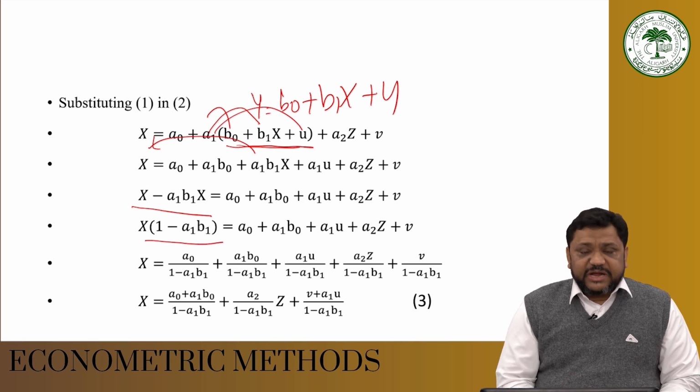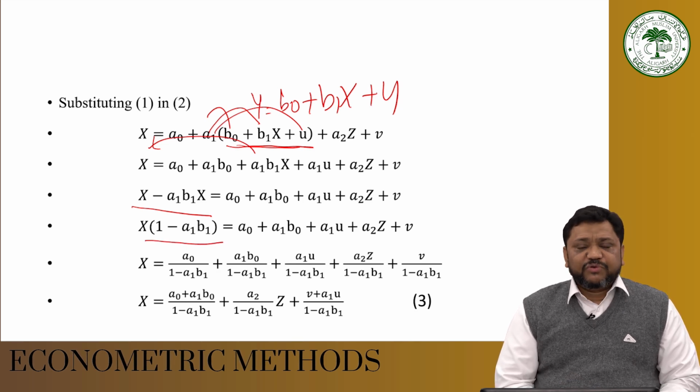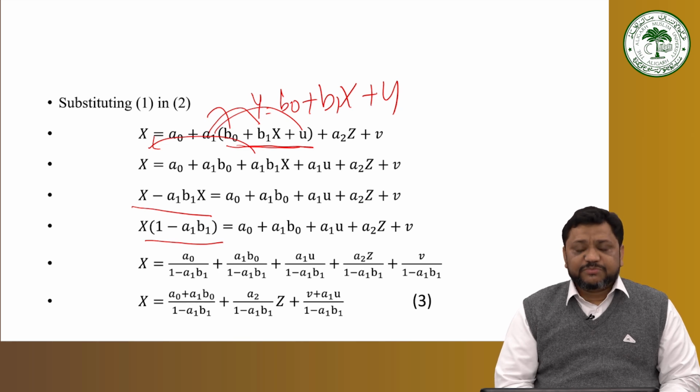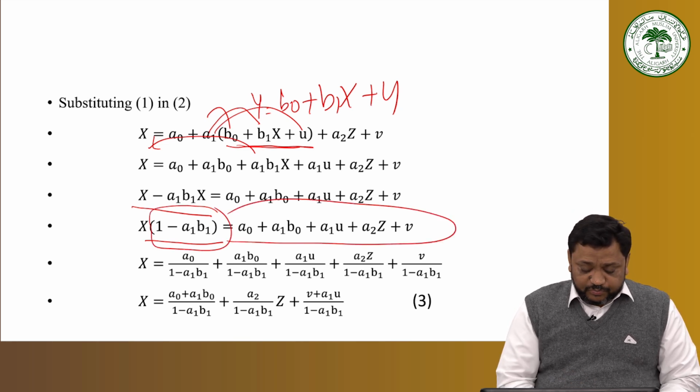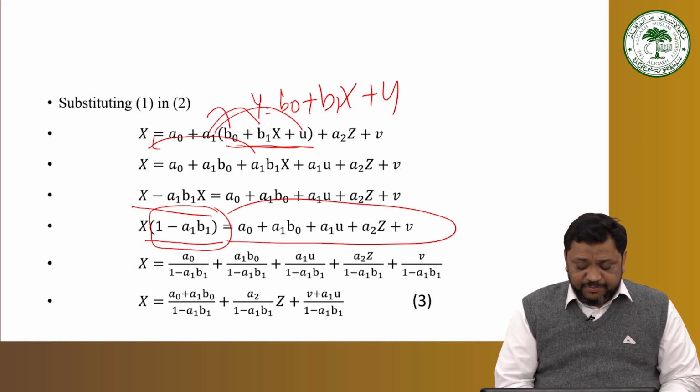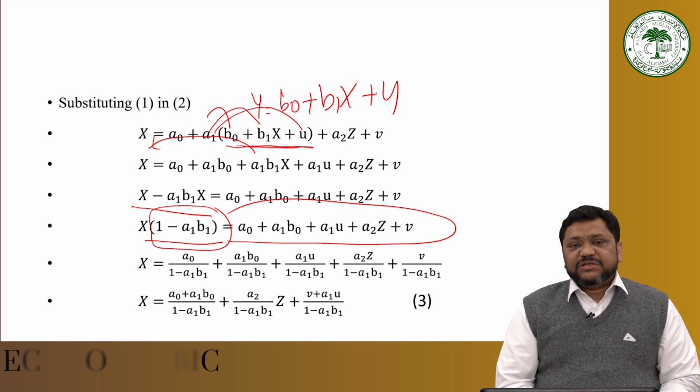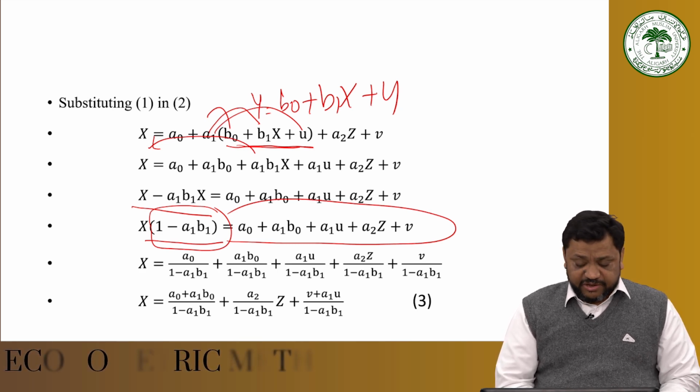Now this term, 1 minus a1 b1, we take to the right hand side as the denominator, so all the terms on the right hand side are divided by 1 minus a1 b1. So we have x is equal to a naught divided by 1 minus a1 b1 plus a1 b naught divided by 1 minus a1 b1 plus a1 u divided by 1 minus a1 b1 plus a2 z divided by 1 minus a1 b1 plus v divided by 1 minus a1 b1.